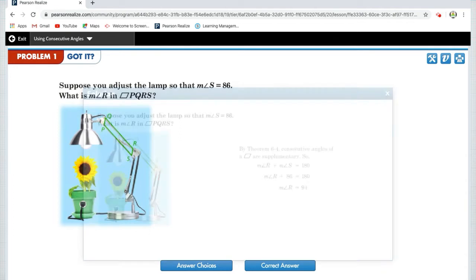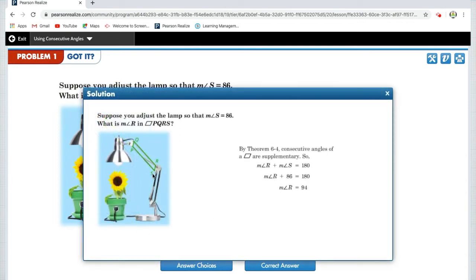So the solution for that is, since angle S and angle R are consecutive angles, we can say that the measure of angle R plus the measure of angle S is equal to 180, because consecutive angles are supplementary. So the measure of angle R plus 86 is equal to 180. Solve for R: 180 minus 86 is equal to 94. So angle R is equal to 94 degrees.